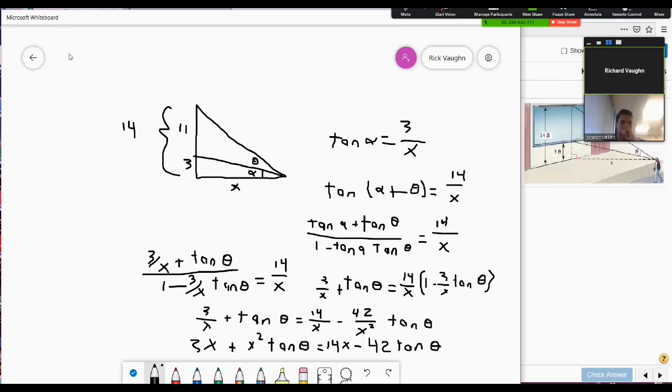So I have x squared plus 42, all that times tan theta on the left now. And on the right-hand side, I'm going to have 14x minus 3x, which is 11x. So maybe I won't wipe this out. Maybe I'll just use the eraser.